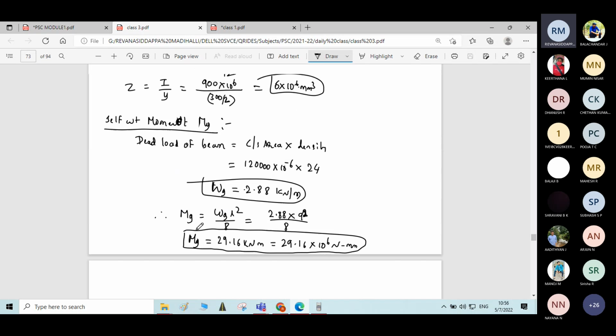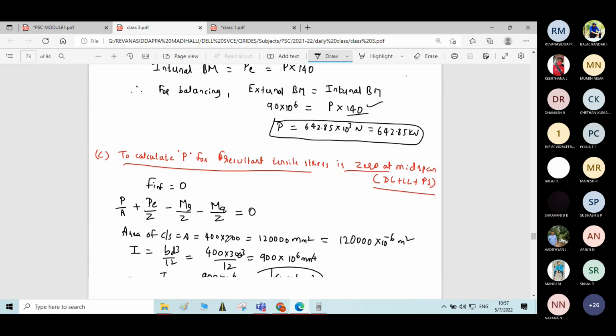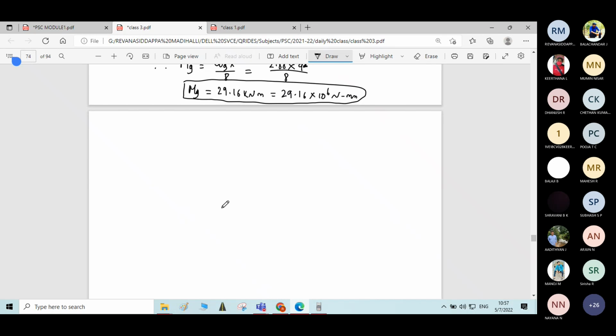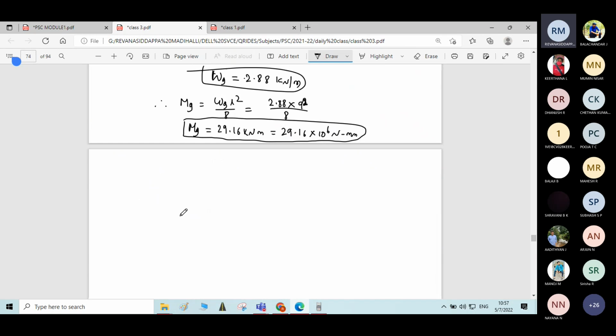Now you have MG, the self-weight moment. Then what else is required? MQ is known, Z is known. You can substitute everything and solve for P. You can call this equation number 1. MQ is 90 kilonewton meter, already calculated, which is 90 into 10 power 6 Newton millimeter.